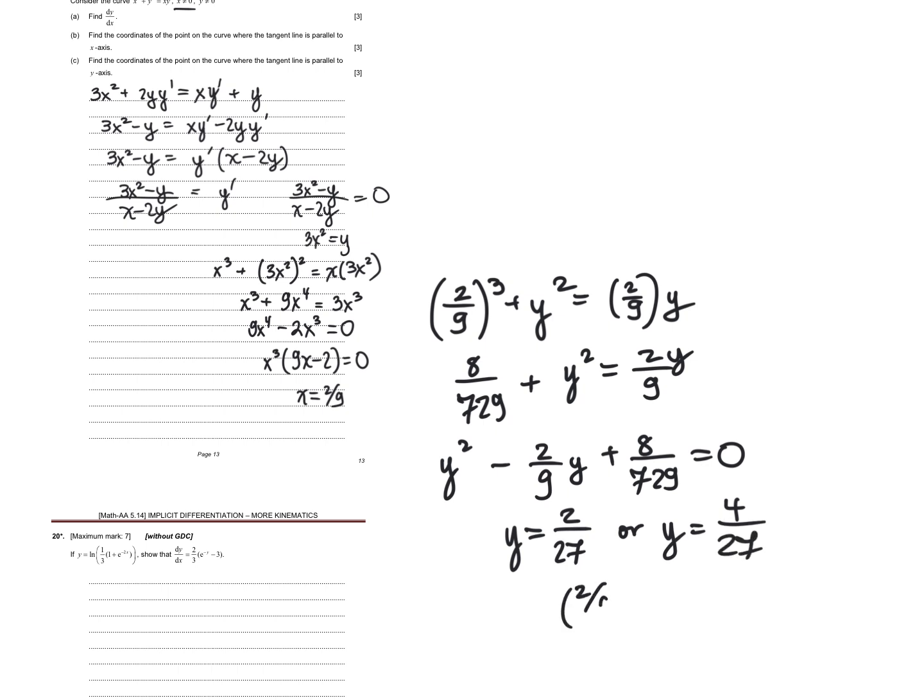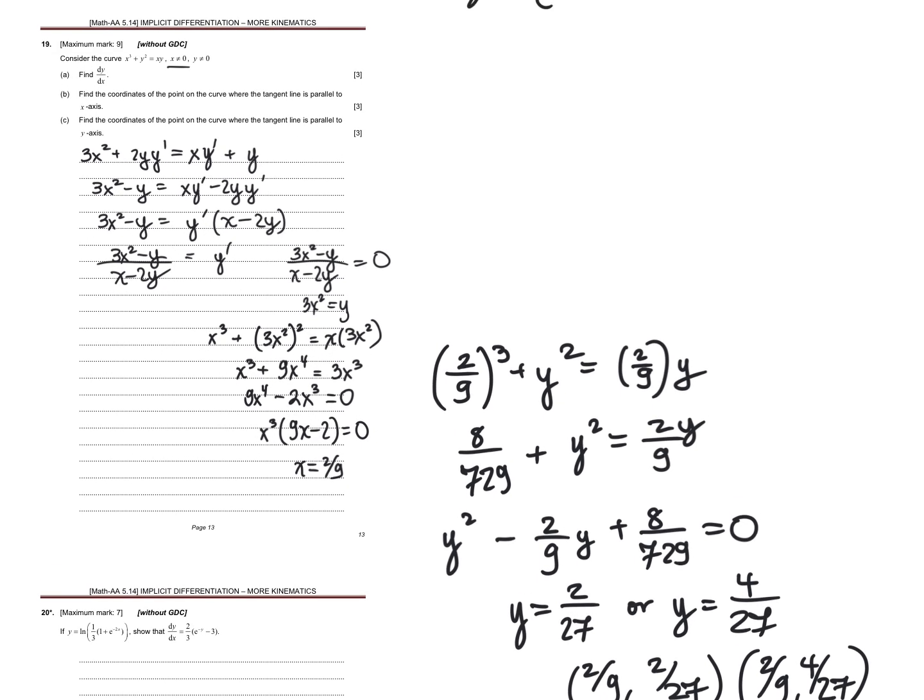So we have (2/9, 2/27) and (2/9, 4/27). So those are the points on the curve where the tangent is parallel to the x-axis. So now if we want it parallel to the y-axis, we have 3x squared minus y over x minus 2y is going to be undefined. So we want x minus 2y, the denominator, to equal 0. So x will be 2y.